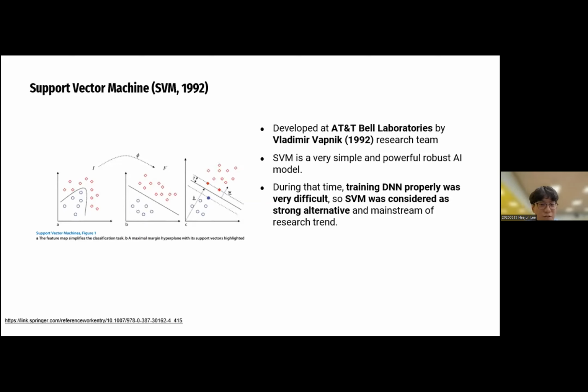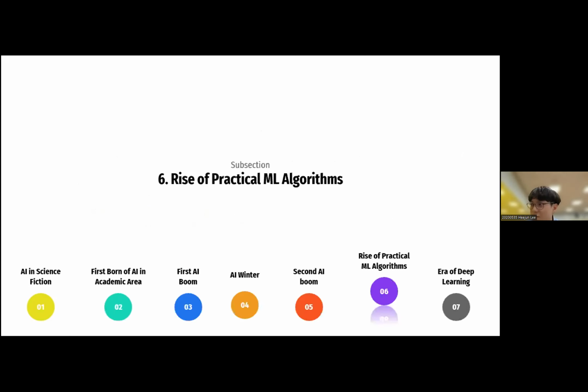We know deep neural networks are much, much better than SVM now, but in those days, training a deep neural network properly was a very difficult job because of the following problems. So SVM was considered a strong alternative and the mainstream of research trend from 1992. So I introduced the alternatives, which are practical machine learning algorithms.